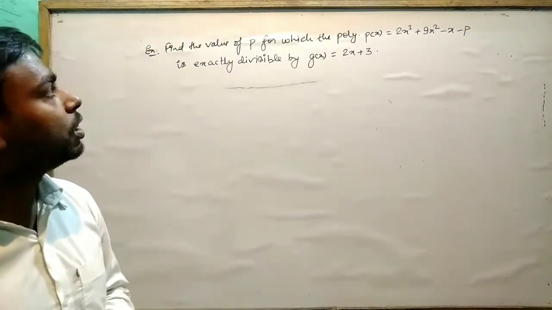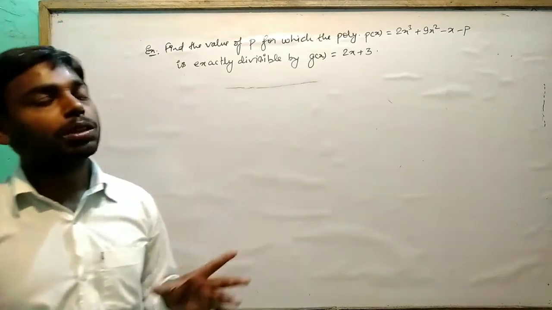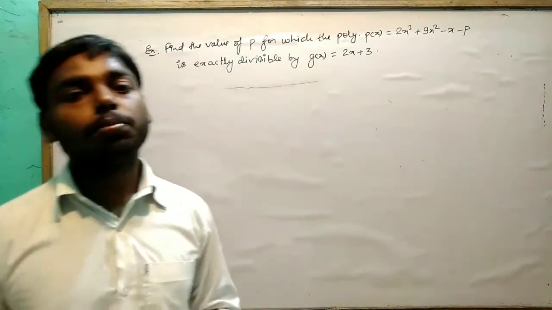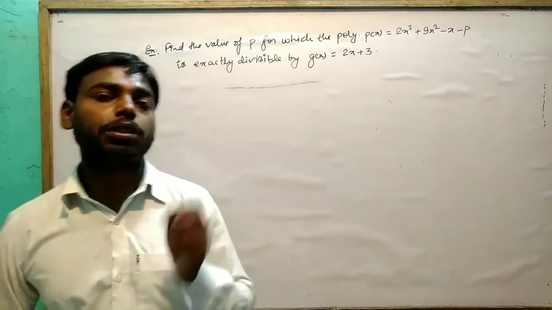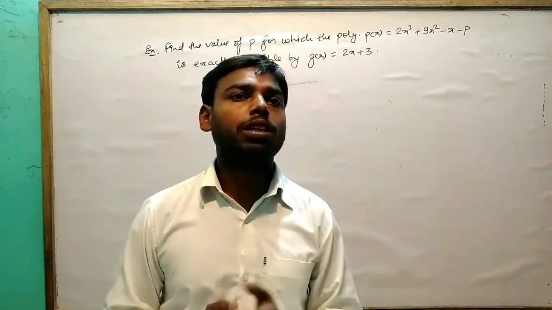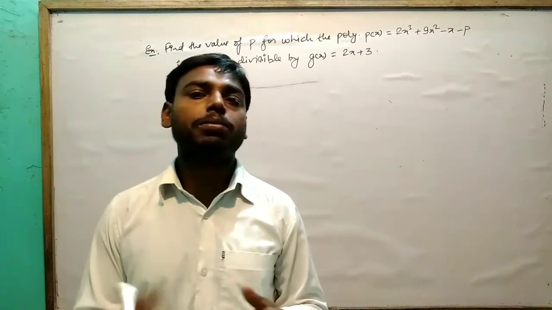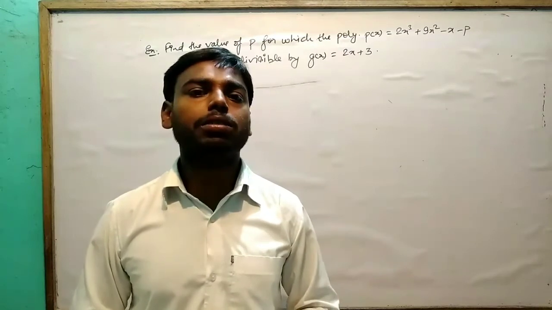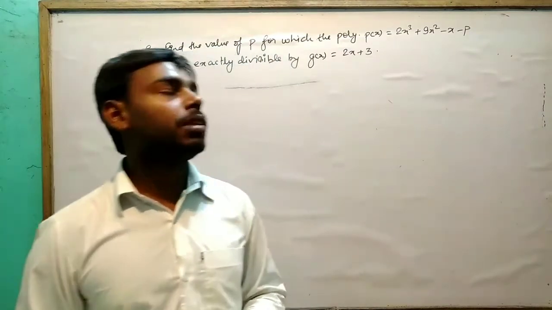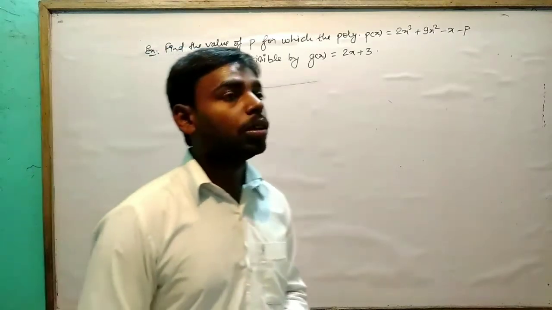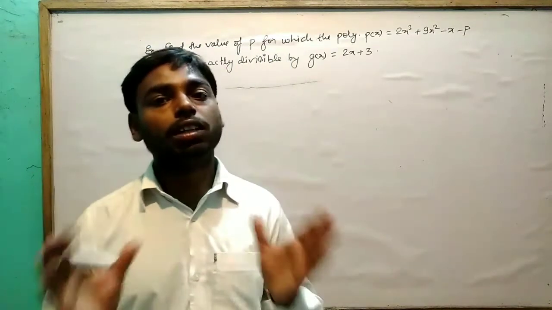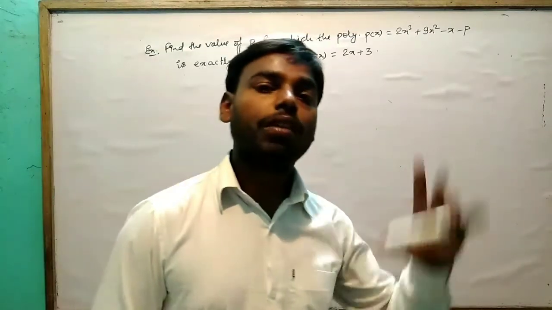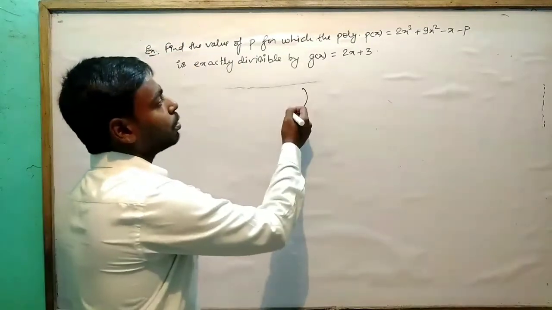Our question says: find the value of p for which polynomial p(x) is exactly divisible by g(x). In the previous video we solved a similar type of question, where we had to find what must be added or subtracted to make the polynomial divisible by polynomial g(x). Similarly, first we have to divide, and whatever remainder we get, we take the remainder as 0. Then we can find p. Now we solve it.